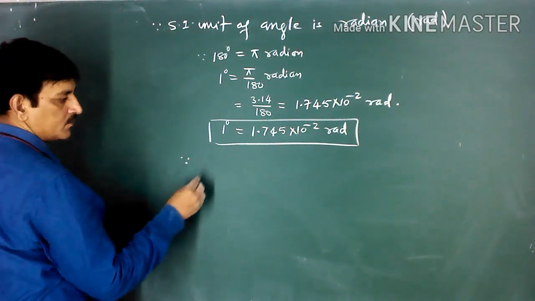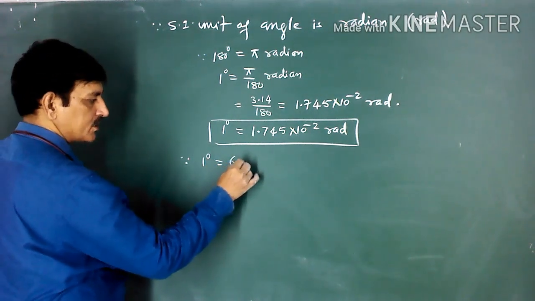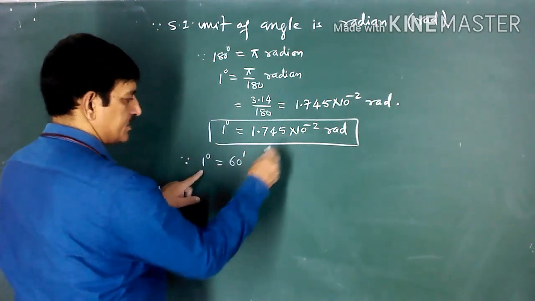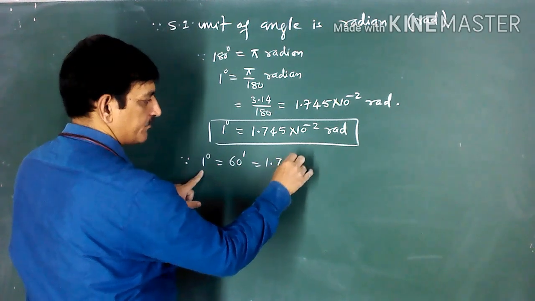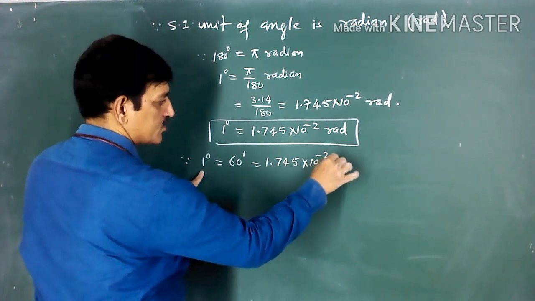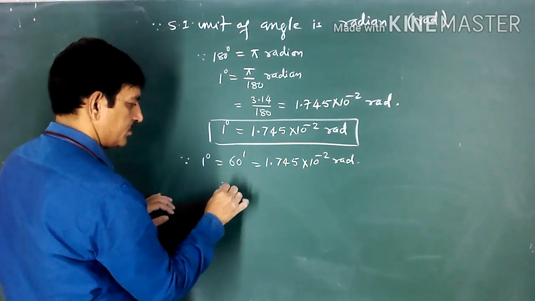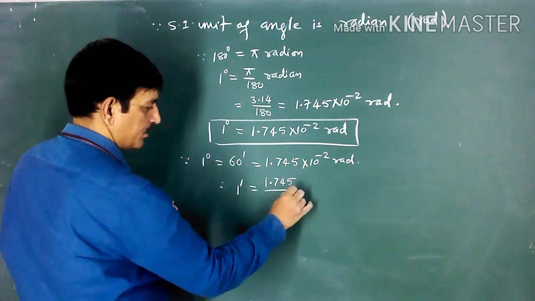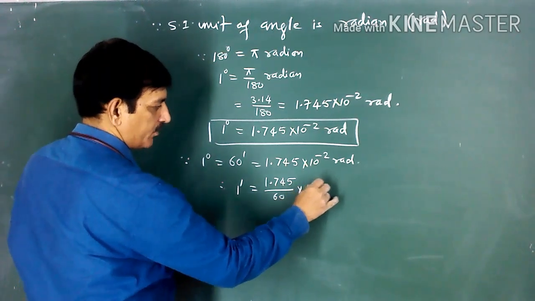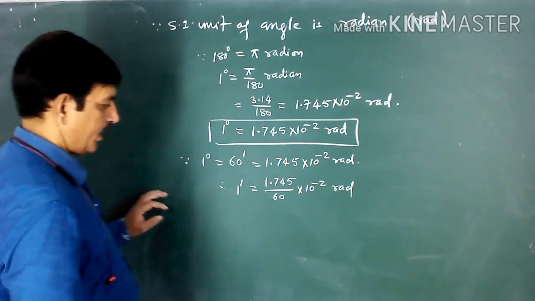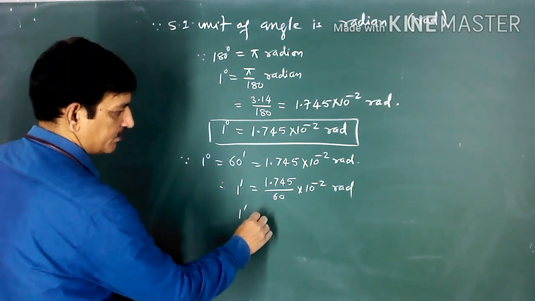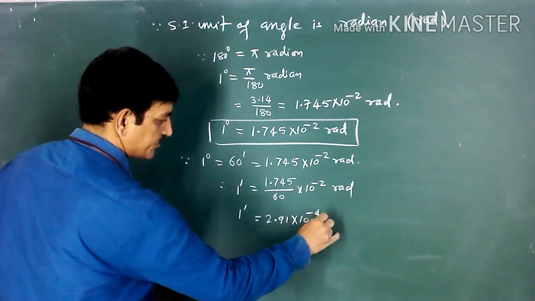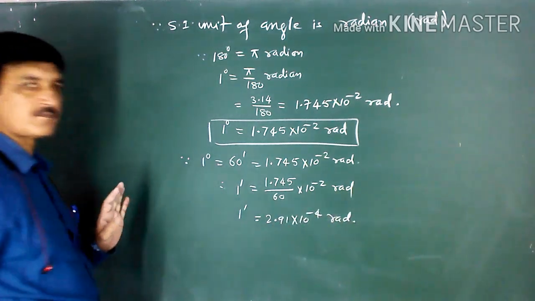Since 1 degree is equal to 60 minutes, and since 1 degree is equal to 1.745 into 10 to the power minus 2 radian, therefore 1 minute is equal to 1.745 by 60 into 10 to the power minus 2 radian, and after calculation we can get 1 minute is equal to 2.91 into 10 to the power minus 4 radian.